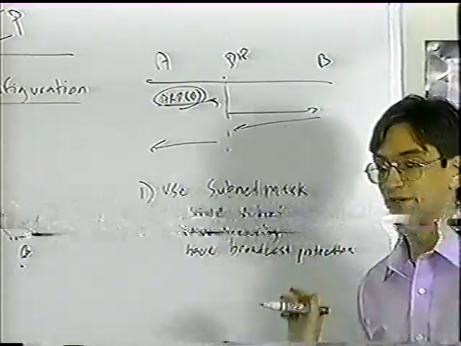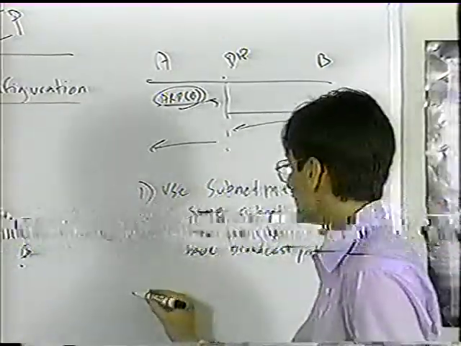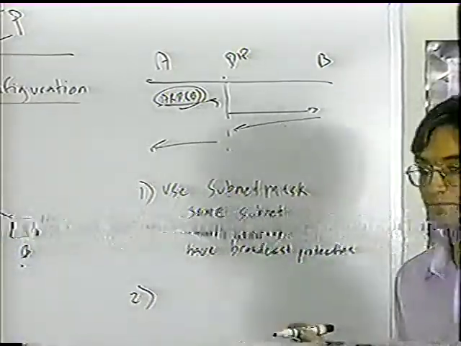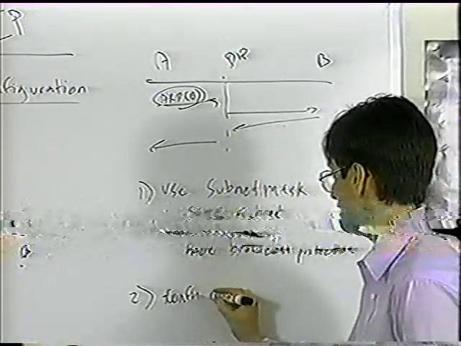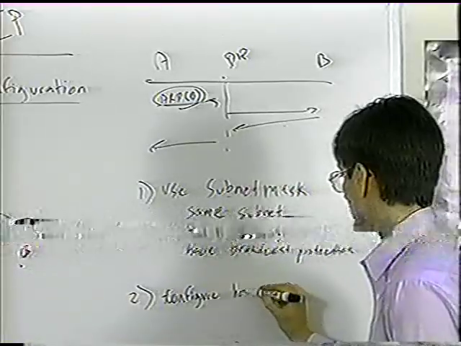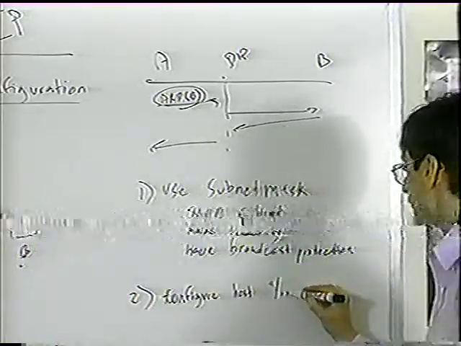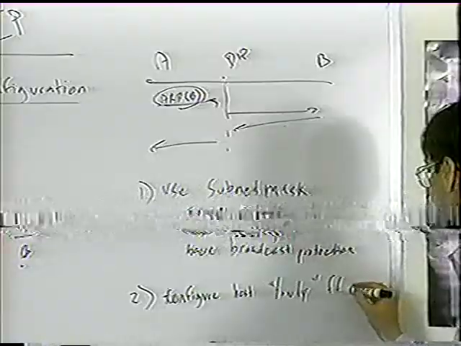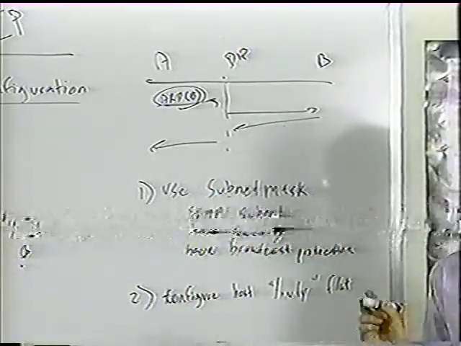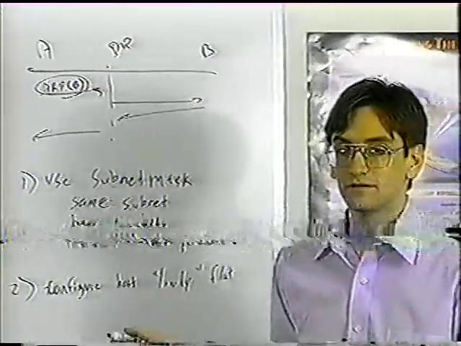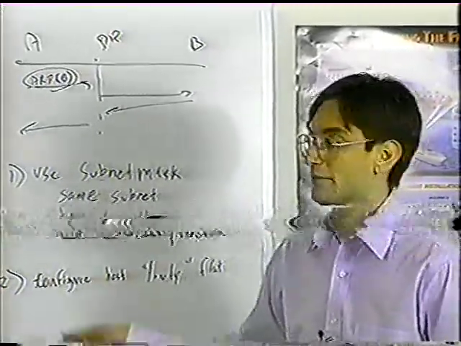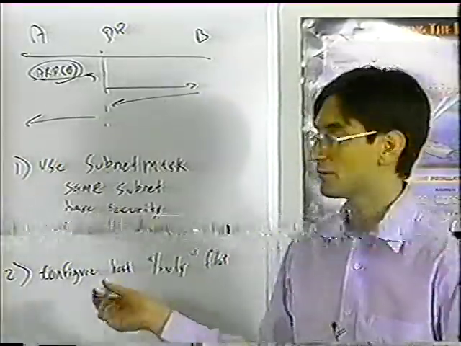So this is one way of doing this, is to use a subnet mask. A second way of doing it is basically to configure a host to what we call truly flat. And depending on the type of host, there are several different methods by which one can do this, and when I get to DHCP, I'll explain a little bit more about this.